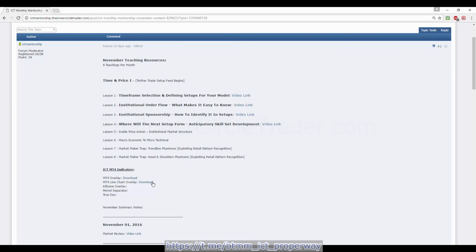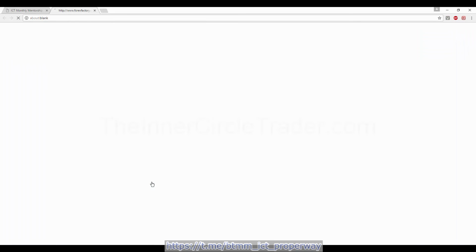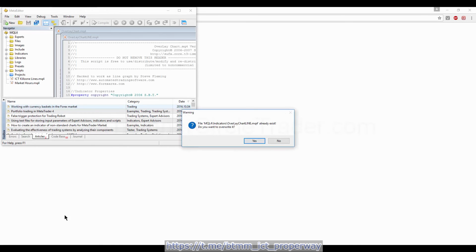So what we're going to do is click on the link, the MT4 line chart overlay. By clicking on that, it's giving you a download prompt over here. You're going to click on that, and you're going to click on Open while you have MT4 open. What that'll do is open up your editor. Since I already downloaded it, I'm just going to say yes, I want to overwrite it.